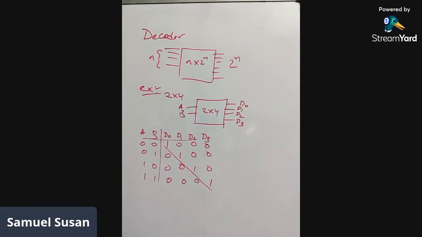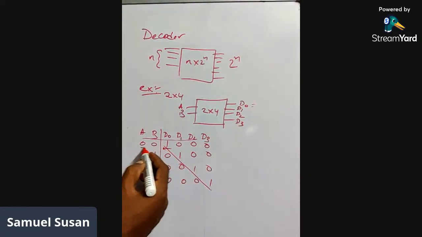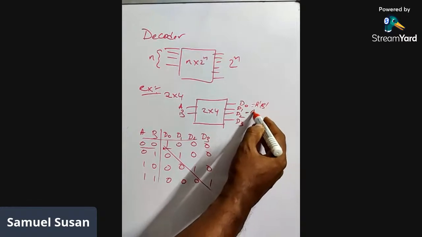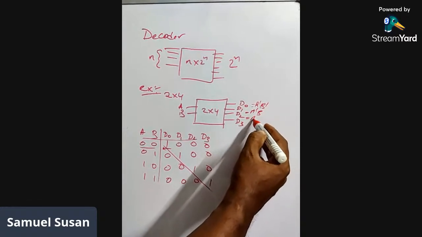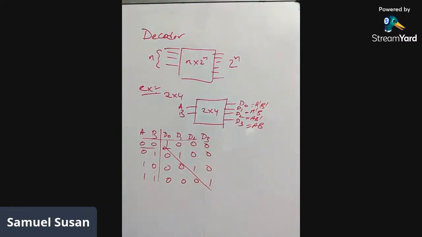And if you write the function for this one, it is almost equal to the minterms only. You can see D naught is 1 when A B are 0 0. That is A bar B bar. So this is A bar B. This is A B bar. And finally this is A B. Right? So following this, we have the circuit diagram also.